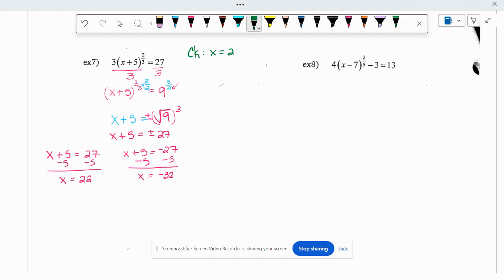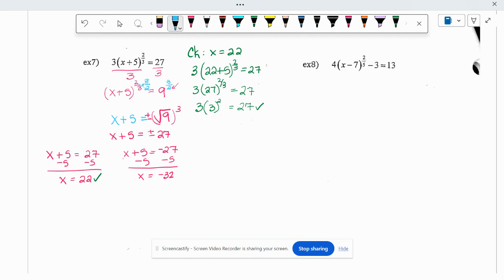x equals 22. So when x is 22, I have 3 times, parenthesis, 22 plus 5 to the 2/3 power equals 27. Well, 22 plus 5 is 27. And the 2/3 power is 27 to the 2/3 power. Well, that's the third root of 27. And the third root of 27 is 3. So I really have 3 times 3, the quantity squared. But what is 3 squared? Well, 3 squared is 9, and 3 times 9 is 27. So this works. x equals 22 is a good answer.